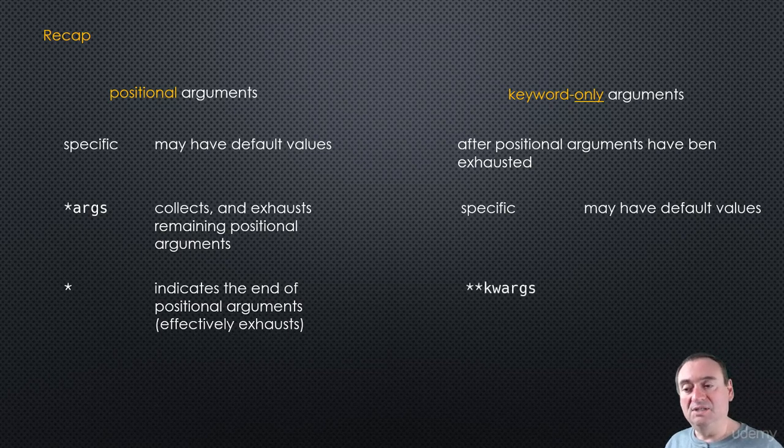But then we also have this star-star kwargs, which, you know, kwargs is whatever you want to call it, but it's very similar to star args. What star-star kwargs does is collect into a dictionary any extra keyword arguments that it finds that were not specifically named. So star args will collect any positional arguments that were not specifically named, and star-star kwargs will collect any key-value arguments that are not specifically named.